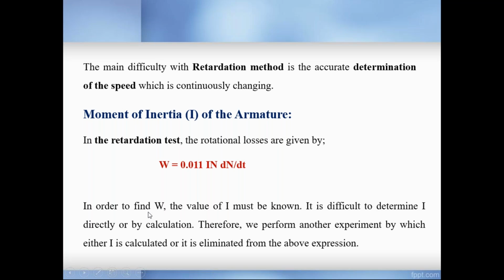Now in order to find W, the value of I must be known. If you want to find the rotational losses, you need to know that I. That's why in the previous problem we knew the value of I, so only then could we find the W value. It is difficult to determine I directly or by calculation.